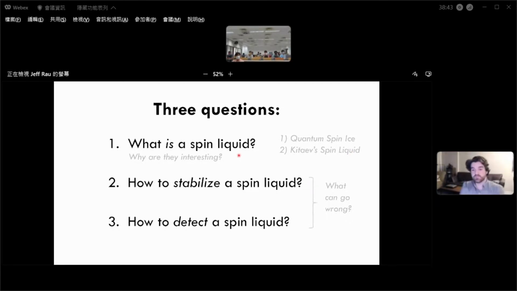Once we've gone over those examples, I will come back and give you a broader picture. Once we understand what these states are and why they're interesting, we're going to try to understand how we stabilize them, for example, in real materials. How do we protect them from additional interactions, additional disorder, other things that show up in the real world? And then, once we've stabilized such a thing, I'll address the question of how we actually detect them. How do we confirm that this is what we're really seeing in a real material? So the first question is what are we studying and why is it interesting, and the next two questions are what can go wrong, and how do we actually see these things out in the real world?